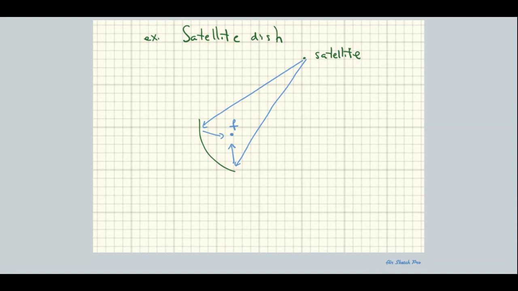Now, if you look at your satellite dish or the one at your neighbor's house, you're going to see a little box up above the actual parabola of the dish itself, right? And what you find at the focus, at that box right there, is where you put the receiver.